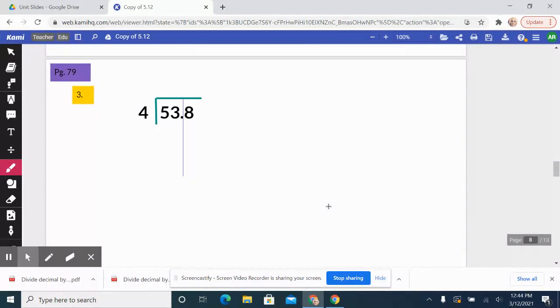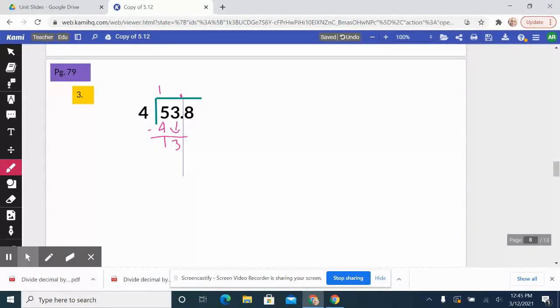Okay, so remember in the last video, I had told you guys I usually draw this little invisible dotted line. I made it purple today. And I'm going to bring my decimal straight up the same way I showed you in the beginning of this. So I'm just going to work out the math. So please copy down the problem. 53.8 divided by 4. So 4 goes into 5 once. That's 4. You subtract and you get 1. Bring down your 3.